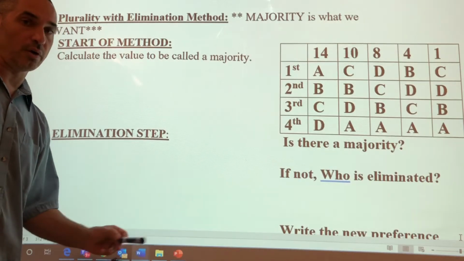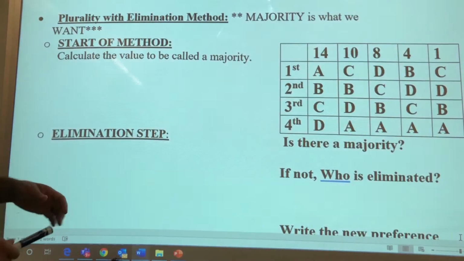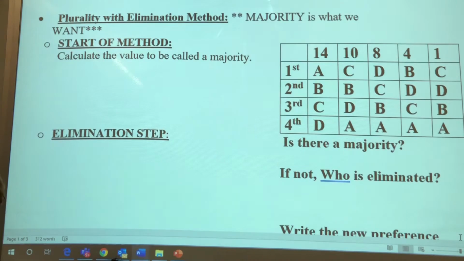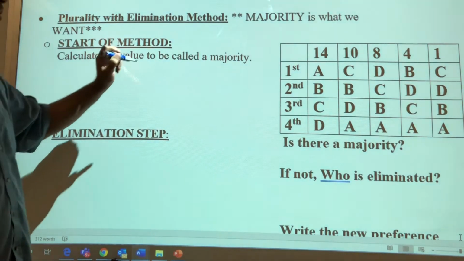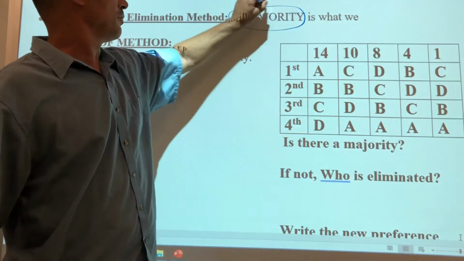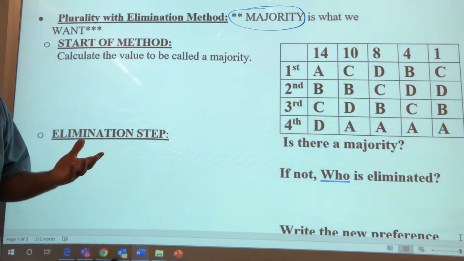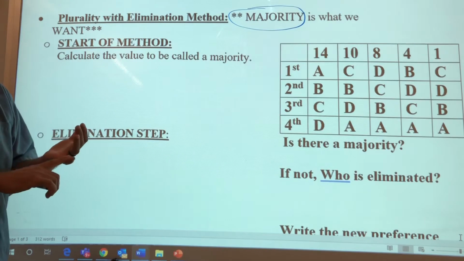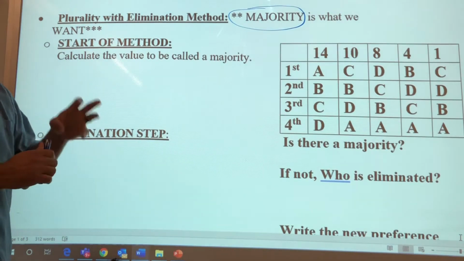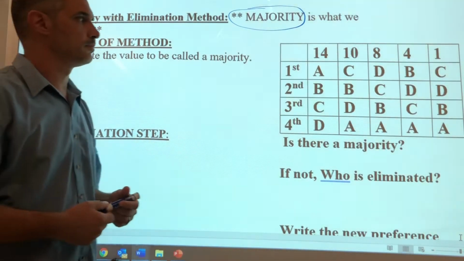Alright, so this is a video on how to solve with plurality with elimination method. And with plurality with elimination, we're looking for a majority. So in order to find a majority, we already know this, we've got to add up the total number of votes, then divide by 2, and then go up to the next whole number.